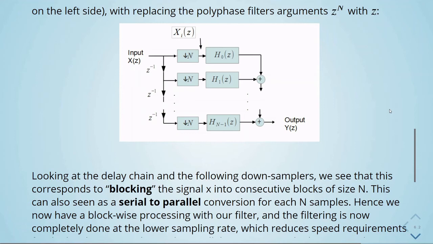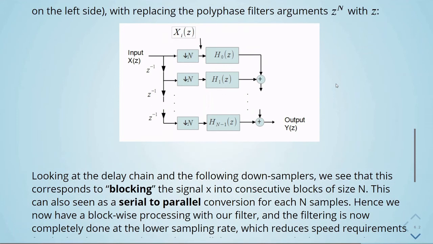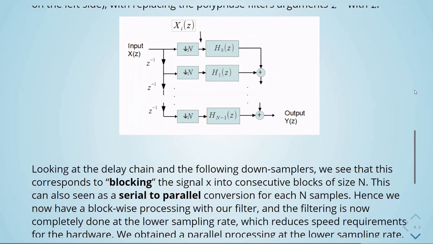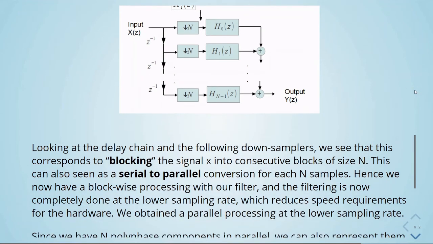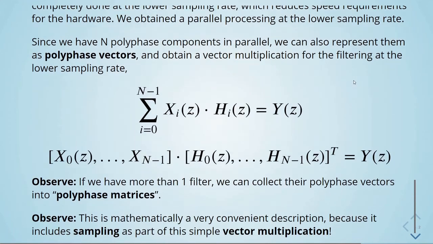Looking at the delay chain and the following downsamplers, we see that this corresponds to blocking the signal x into consecutive blocks of size n. This can be seen as a serial to parallel conversion for each n samples. So now we have blockwise processing with our filter, and the filtering is now completely done at the lower sampling rate. That will reduce the speed requirements for hardware. We obtain parallel processing at a lower sampling rate.